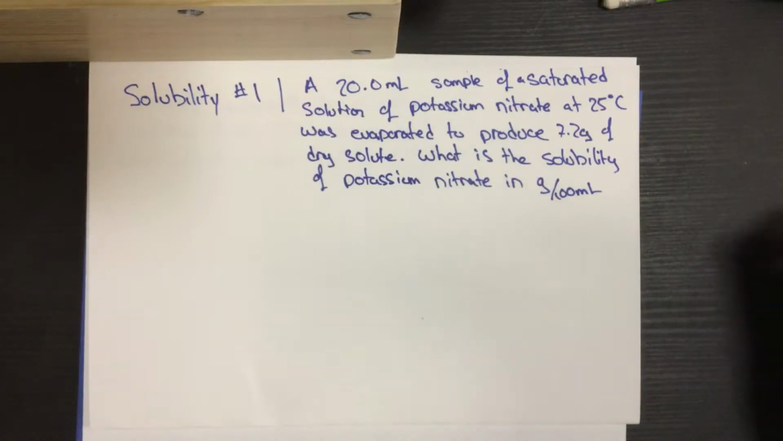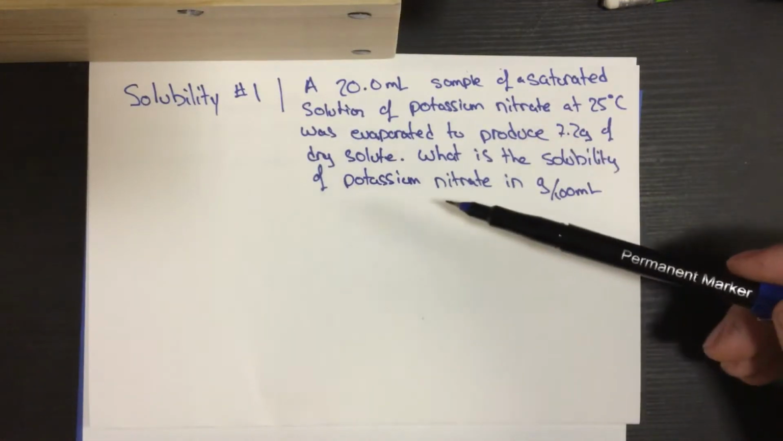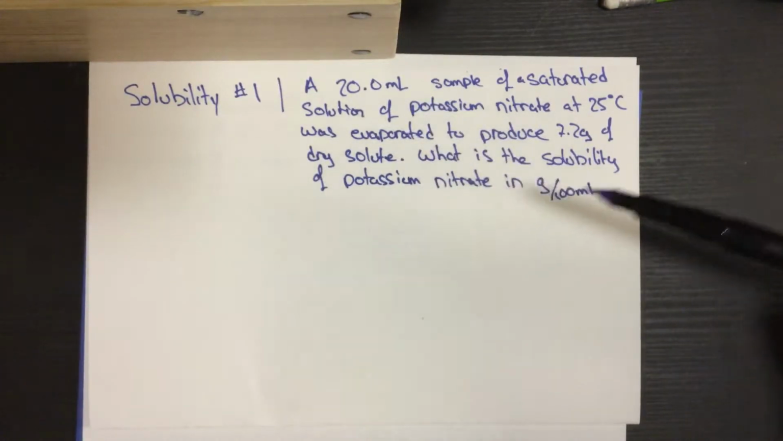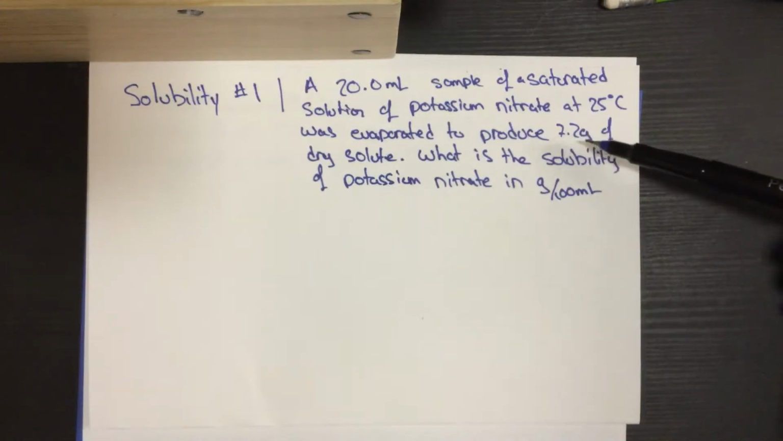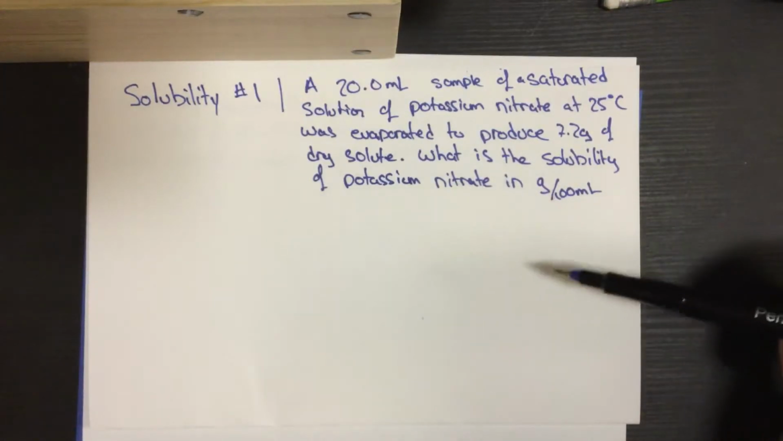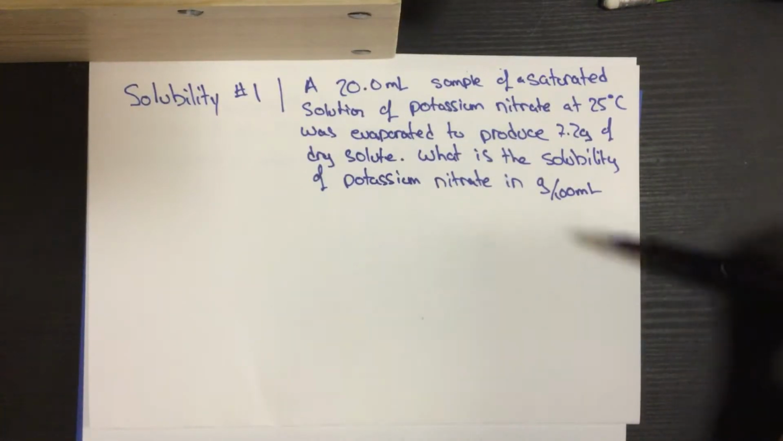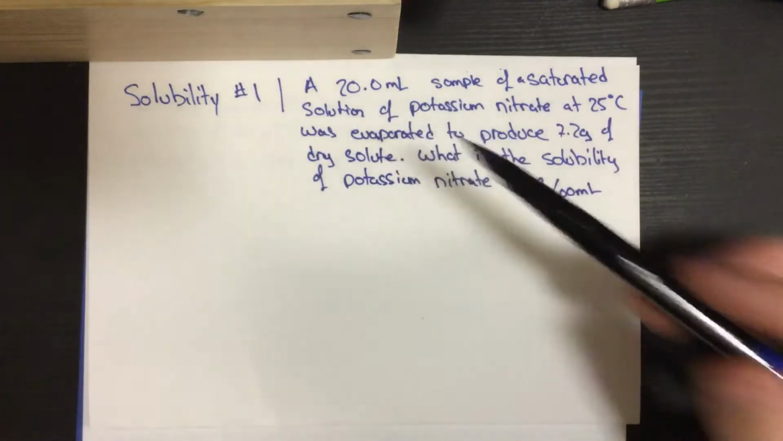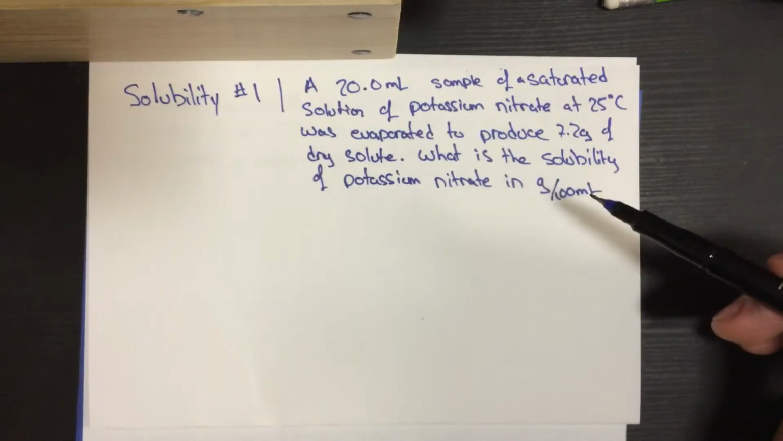A 20 milliliter sample of saturated solution of potassium nitrate at 25 degrees Celsius was evaporated to produce 7.2 grams of dry solute. So thus far, we have extrapolated that in a 20 milliliter solution, we could only evaporate out to get 7.2 grams of dry solute. That is the maximum amount that can fit inside of this solution at this temperature. What is the solubility of potassium nitrate in grams per 100 milliliter? So currently, we have grams per 20 milliliter, and we are looking for grams per 100 milliliter.